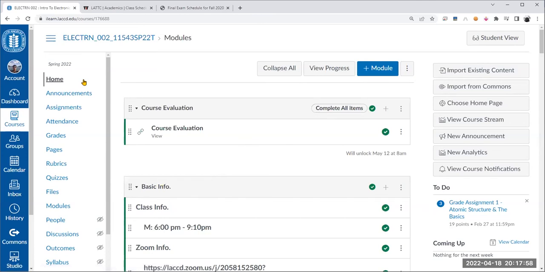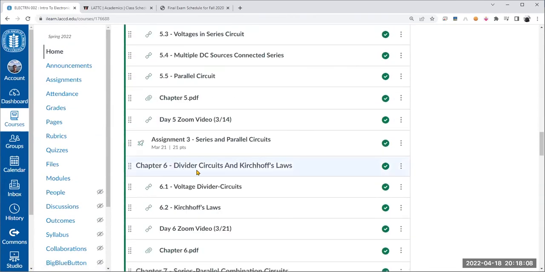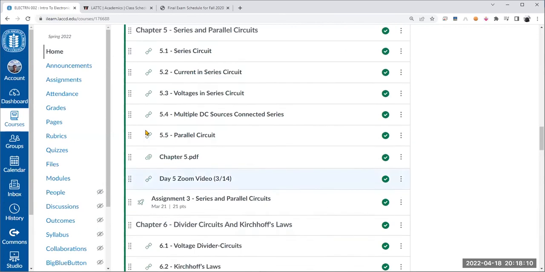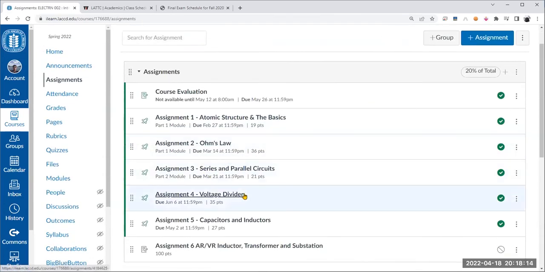Professor, is there any homework covering chapter 6? Chapter 6, let me see. Chapter 6 is the voltage divider circuit and Kirchhoff. Oh, yes. So the homework related to chapter 6 is this one, assignment 4.